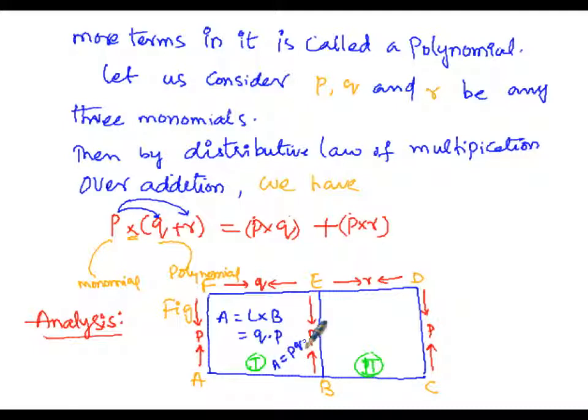Similarly, to find the area of the second rectangle BCDE, area is equal to length into breadth. The length is R units and the breadth is P units, so the area is R into P, that is RP. In this manner I got the area of rectangle BCDE as RP.